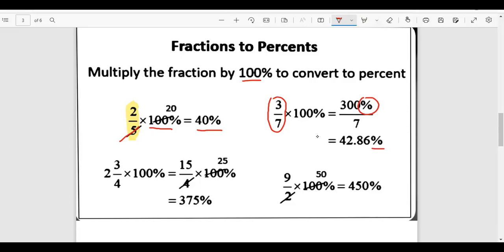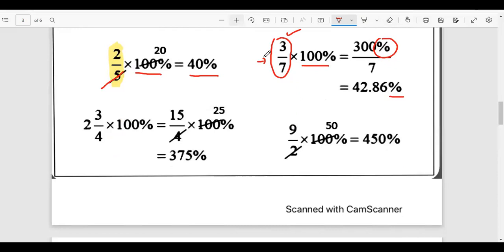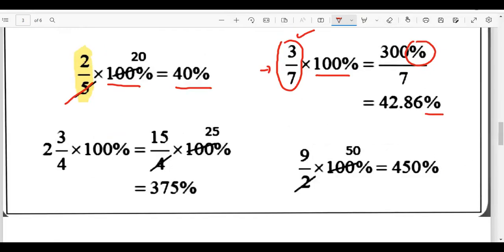So in short, a fraction is multiplied with 100% and this would give you the equivalent percentage of this fraction. Okay. All right. Let's talk about the third example. The third example is basically you have a mixed number that is 2 whole 3 by 4, and it is being multiplied by 100%. Why? Because here we are converting fractions to percentages.